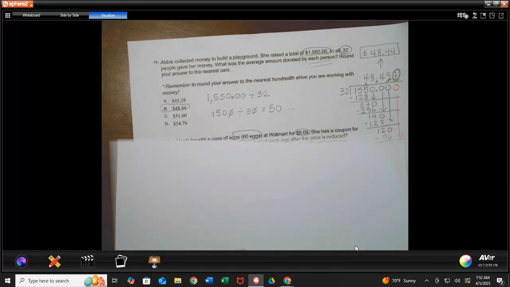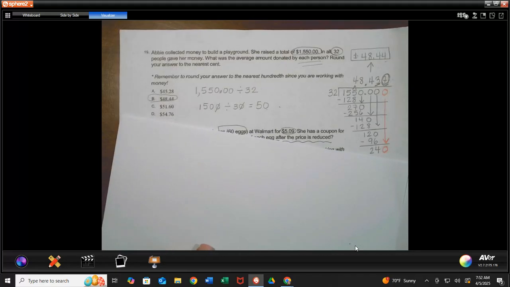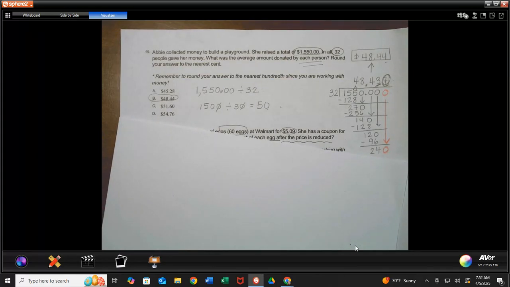All right, moving right along, number 19. Abby collected money to build a playground. She raised $1,550. In all, 32 people gave her money. What was the average amount donated by each person? Round your answer to the nearest cent.